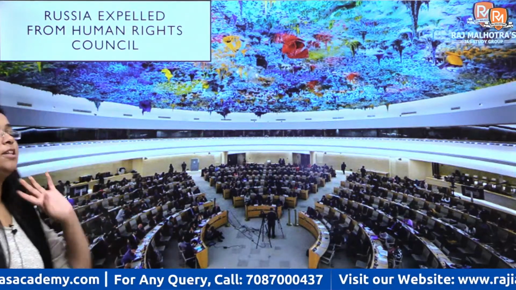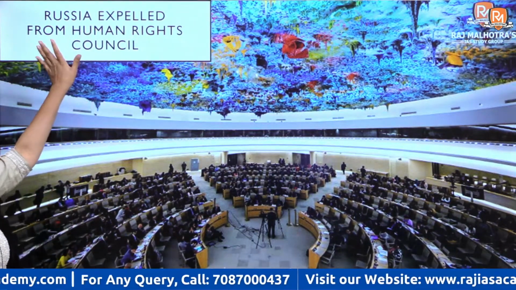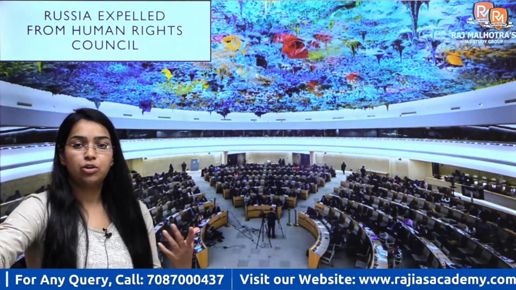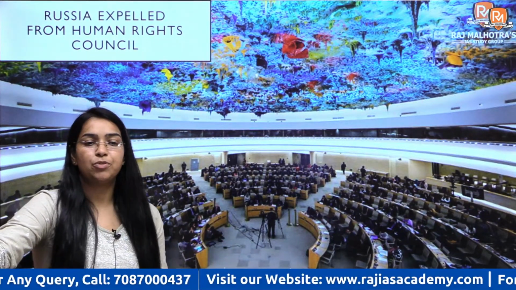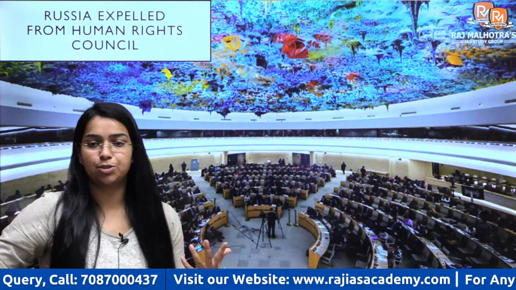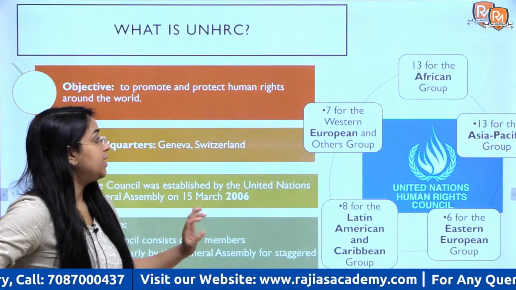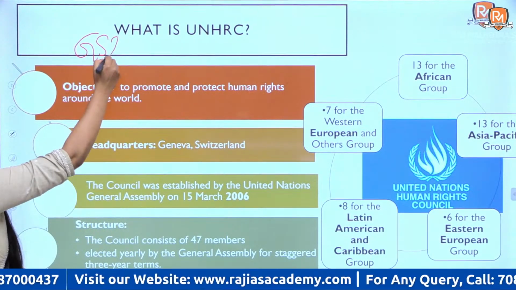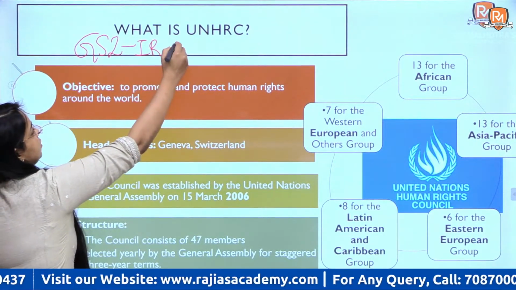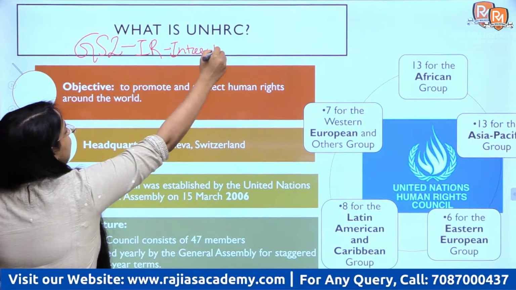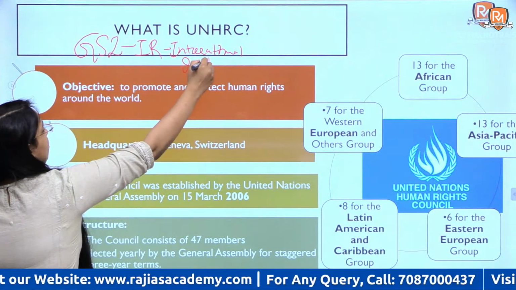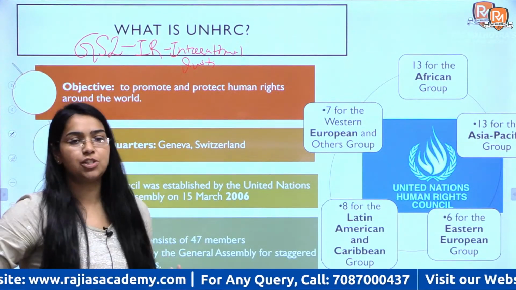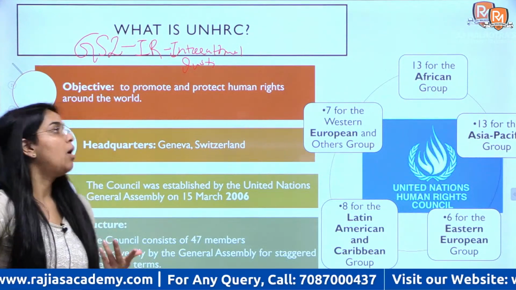So as you can see, the first topic reads Russia expelled from Human Rights Council, right? Russia has recently been thrown out or expelled from the United Nations Human Rights body. Now first let's see what is UNHRC. This is very important from your GS2 perspective, international relations, जिसमें international bodies पे you have a topic, international institutions or bodies. There they can ask a question on UNHRC directly or on the agencies of UN. That is why this topic is important for you, right?